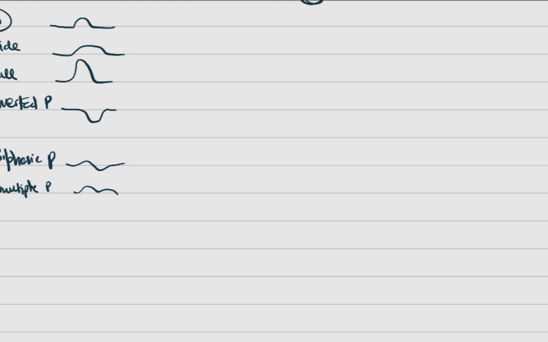And sometimes there are other abnormalities. Wide, normal. Then there could be an inverted P wave. Like this, in many cases there will be an inverted P wave, or there will be a biphasic P wave. Then there could be multiple P waves, like this. So there are various causes of these abnormalities, and we will discuss each one in detail.